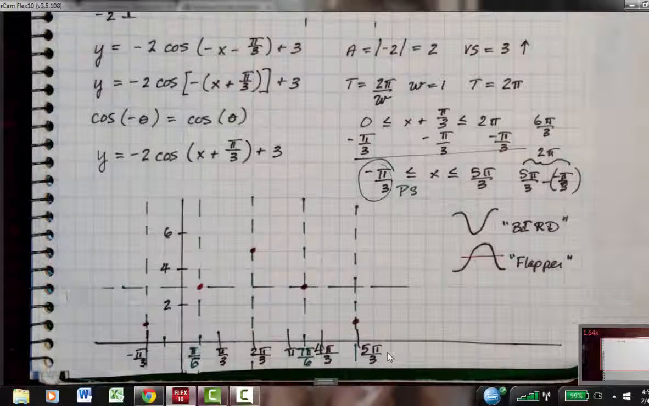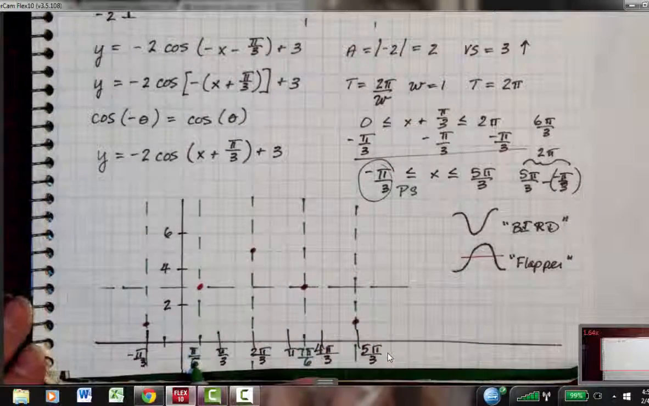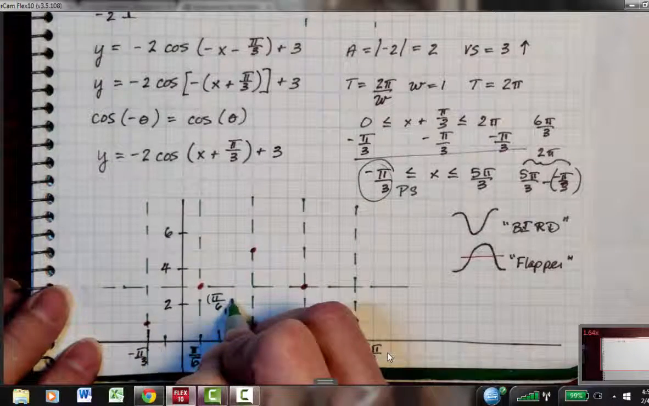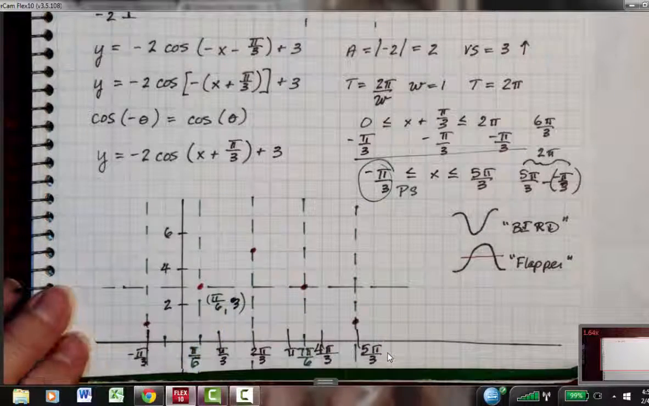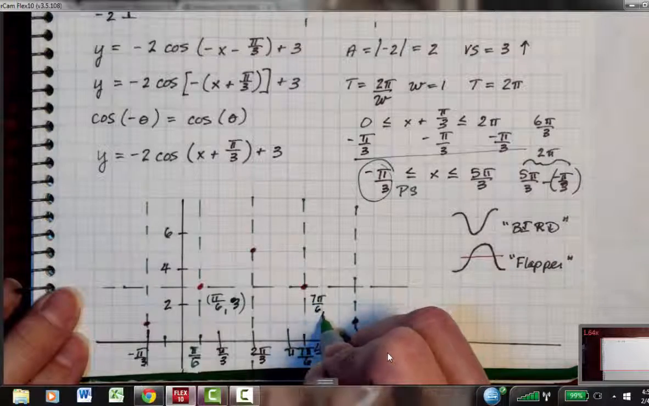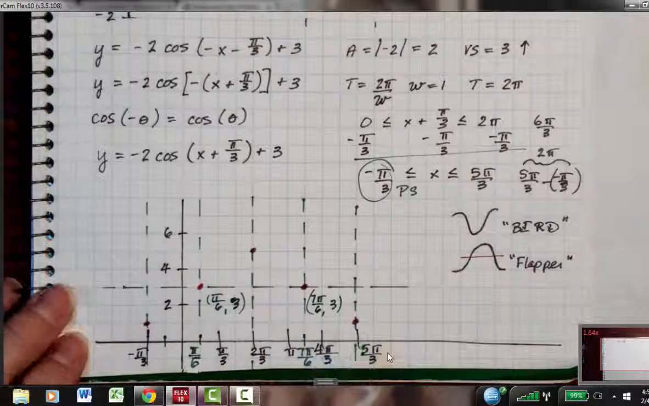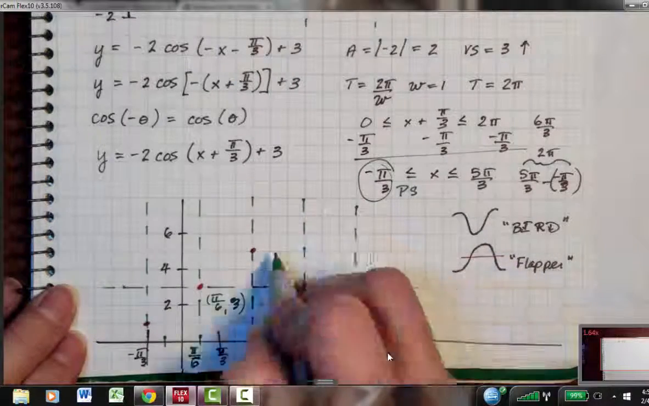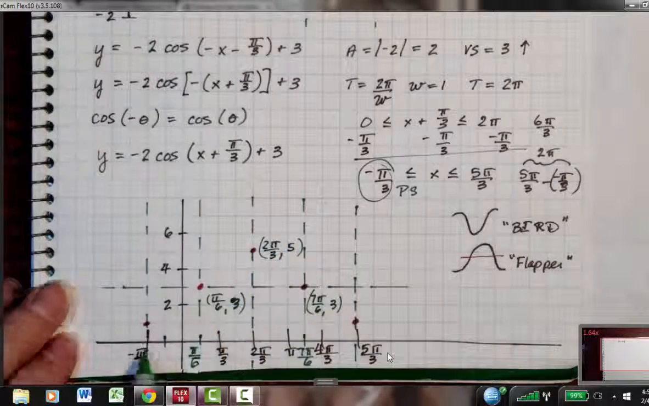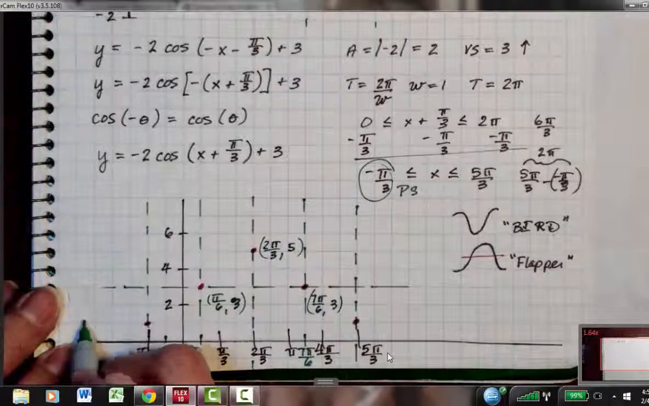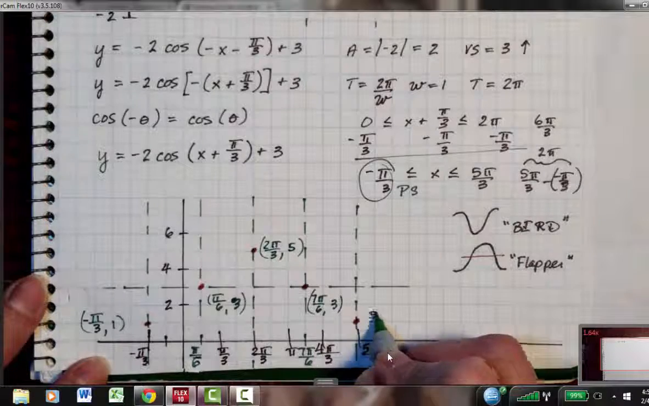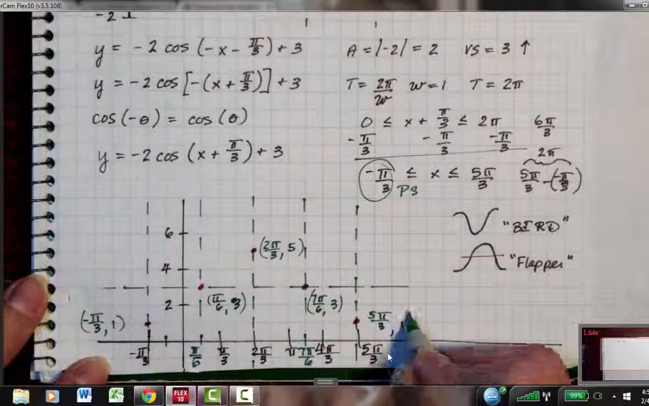When we're having problems like this, if you don't have your graph clearly labeled, you may want to put in that this is pi over 6, 3. So actually write the points down. And then this is the point 7 pi over 6, 3. And then our maximum, you might want to also write that down. It's 2 pi over 3, 5. And your minimum, in this case over here, is negative pi over 3, 1. And your maximum is 5 pi over 3, 1.